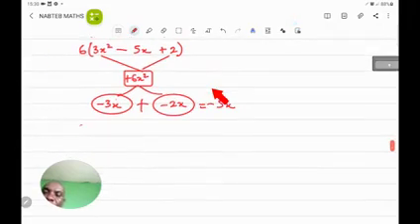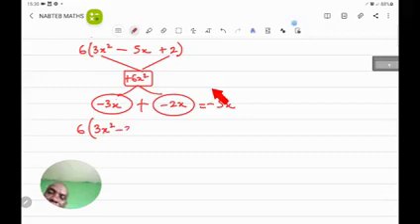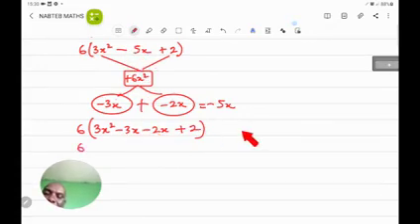So I'm going to replace the middle term by the two newfound factors. That's minus 3x and minus 2x plus 2. I've replaced the minus 5x with these two. So I go ahead to factorize again now.